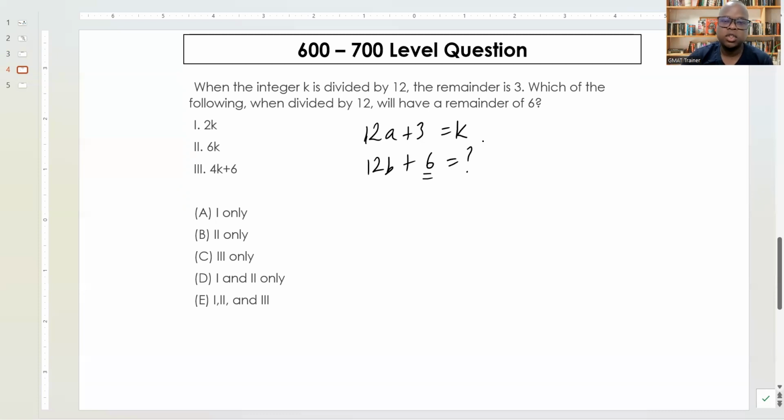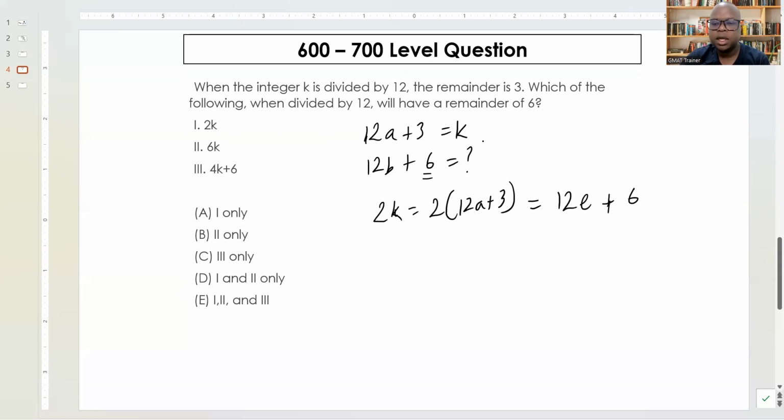So the first option you have is 2k. So what does 2k mean? 2k is equivalent to 2 into 12a plus 3. Because let's multiply everything by 2. This will give us 12 times 2a, which is 24a, plus 6. Because we don't know what a is, we can call it, let's say, e. So we still have 12e plus 6.